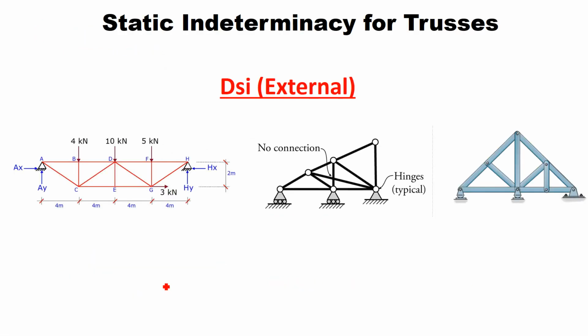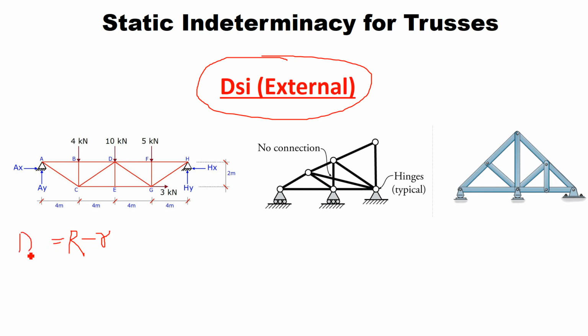Now come to the third structure, that is static indeterminacy of trusses. So first we will discuss external indeterminacy, DSI external. The formula remains the same, capital R minus small r. Using the same formula we can find out static indeterminacy of a truss also. So if you look at the first example, at A there is a hinge support, at H there is a hinge support, two reactions at A, two reactions at H, total reactions capital R equal to 4, minus equations of equilibrium are 3, so DSI for this truss is 1.